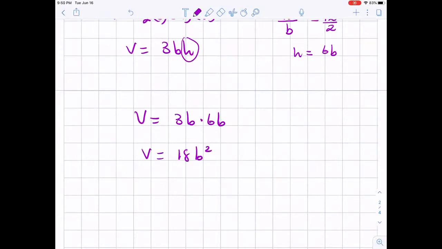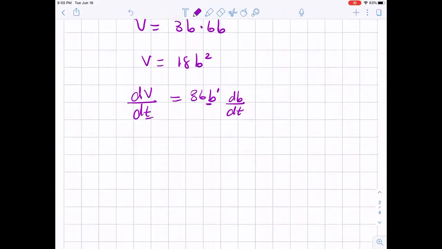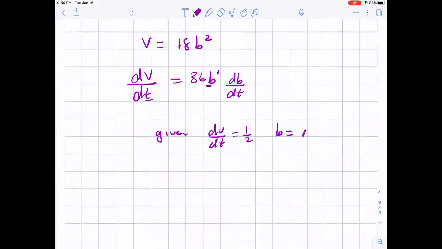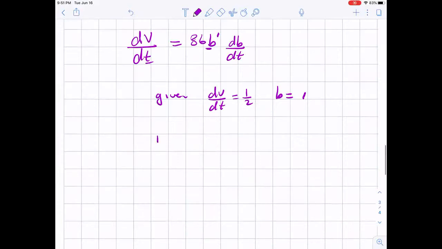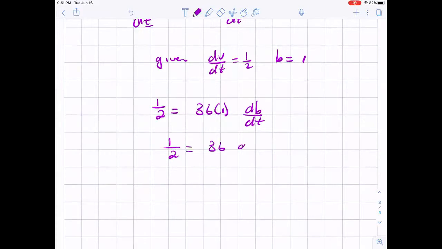18b squared. And now if we take the derivative of both sides, dV with respect to time, this will be, bring the 2 out, 36b to the 1, okay, db/dt, because the variable here didn't match. Now remember, you were given dV/dt, and you were also given b. So if we go back, dV/dt is 1/2, so this is 1/2, and b is equal to 1. So if we plug those in, we have 1/2 is equal to 36 times 1 db/dt. So 1/2 is equal to 36 db/dt.